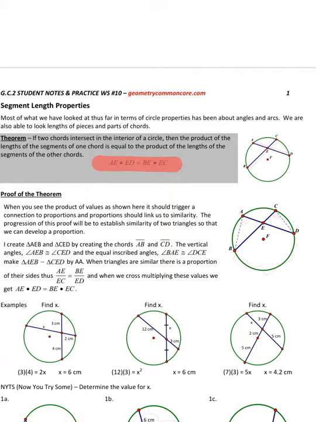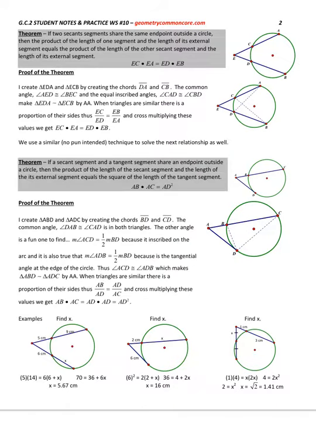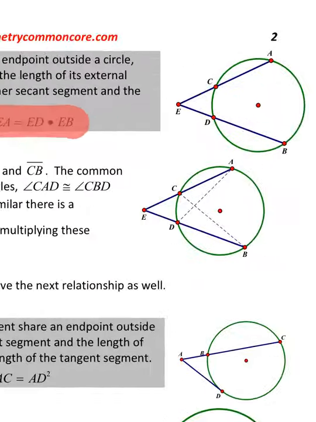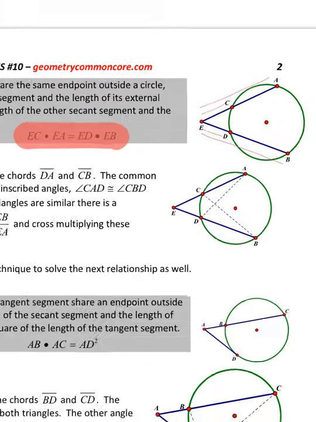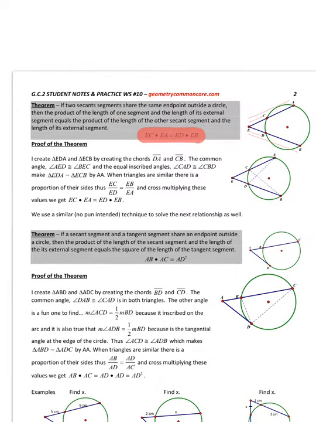The second relationship that we have here stems from two secant segments, and ultimately it says if two secant segments share the same endpoint outside of the circle, and I'm going to go ahead and zoom in here on the diagram a little bit, the outside part times the whole on one of the secant segments is equal to the outside part times the whole of the other secant segment. Again, a nice proof here of similar triangles establishing the corresponding parts are proportional to arrive at this product.